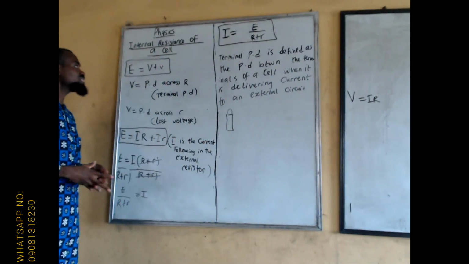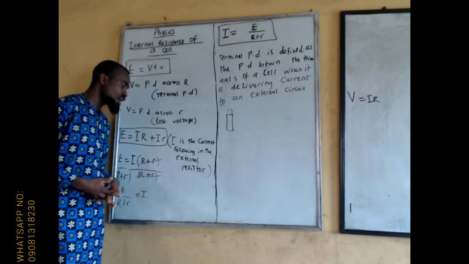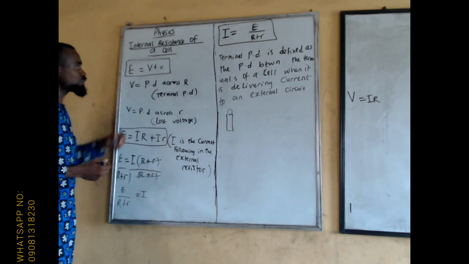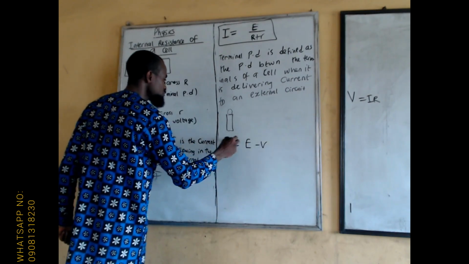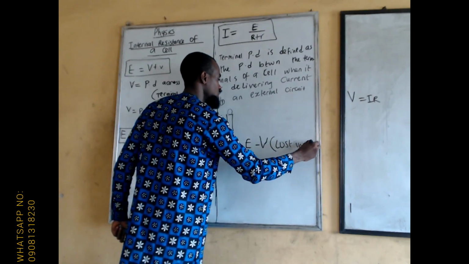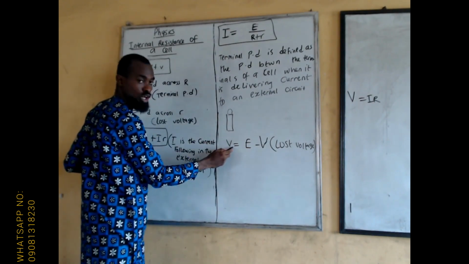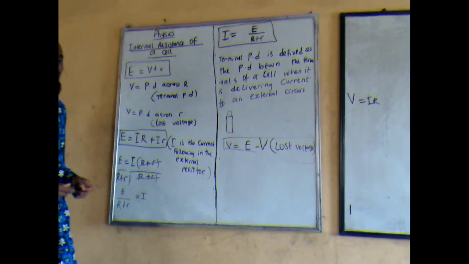So what we want to do next is play with all these equations. We can be asked to calculate the total EMF of the cell, the terminal potential difference, or the lost voltage. So these three formulas are very vital. Over in this place, you can make small v the subject of the formula, which should be E minus V, which is the lost voltage. You can also find your lost voltage this way, based on how the question we want to play with is given. So let's quickly do some calculation under this.